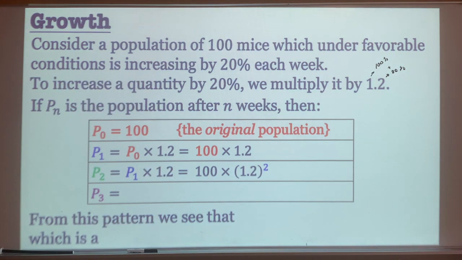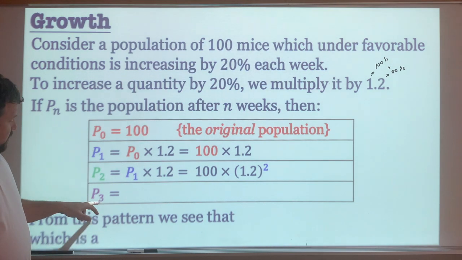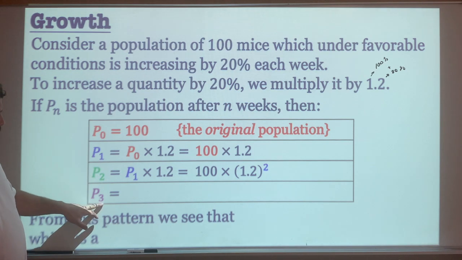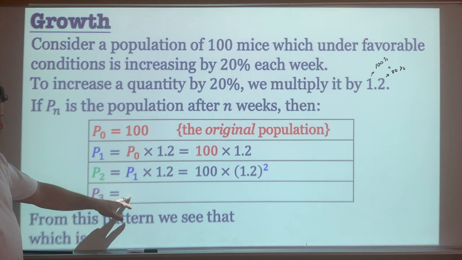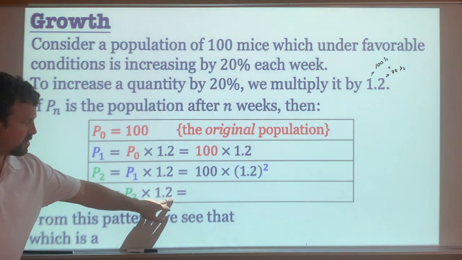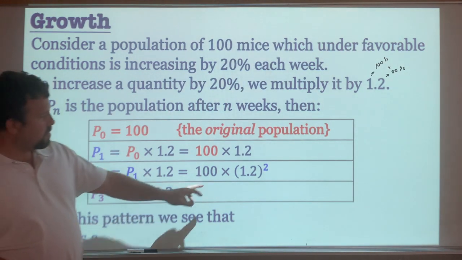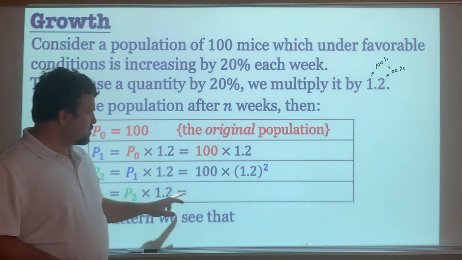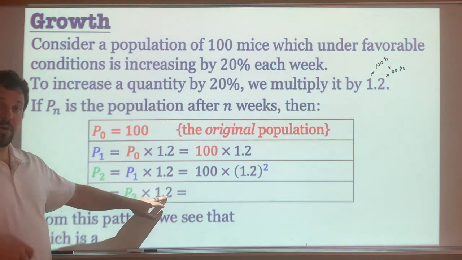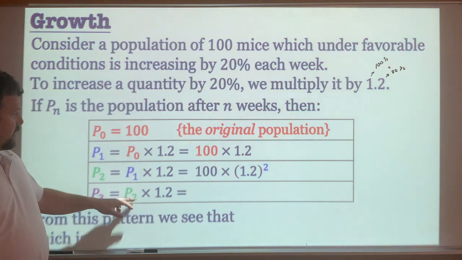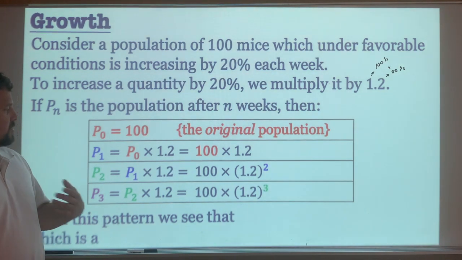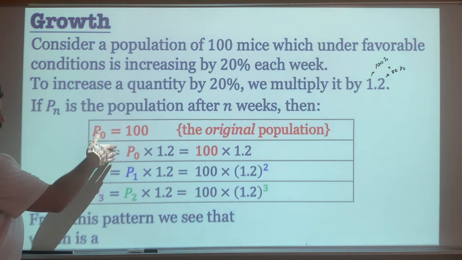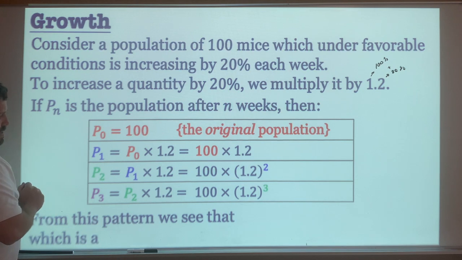You guys seeing this? Let's look. Say you're doing P subscript 3, right? Not after 1 week or 2 weeks, but 3 weeks. I would take whatever P subscript 2 is and multiply it by 1.2. Well, what's P subscript 2? 100 times 1.2 squared. So what's 1.2 squared times 1.2? 1.2 to the third power. So P subscript 3 would be 100 times 1.2 to the third power. So do you guys see the pattern?